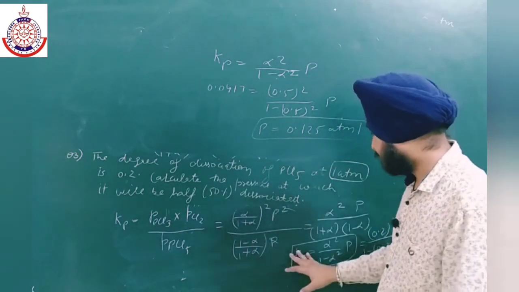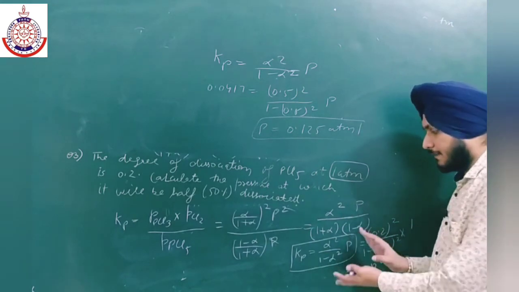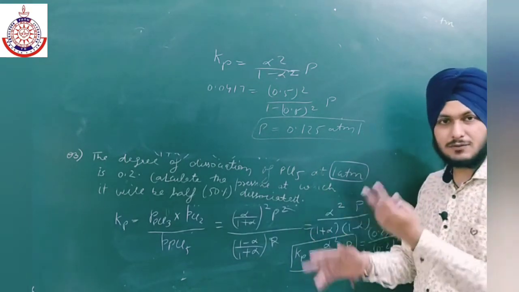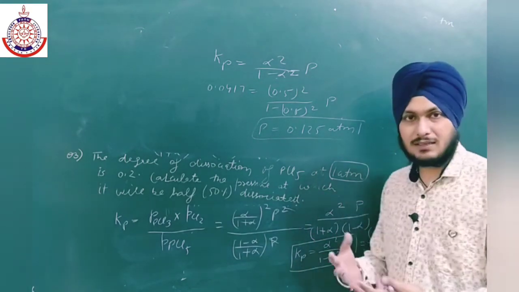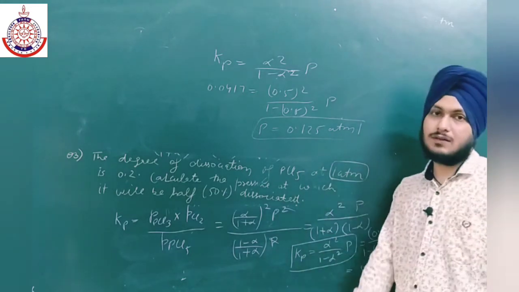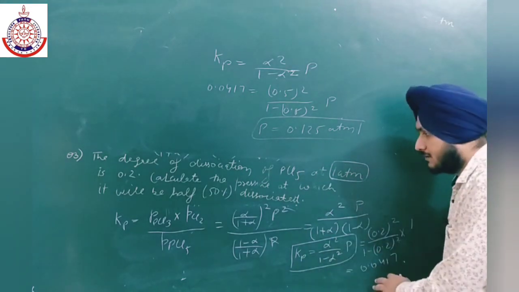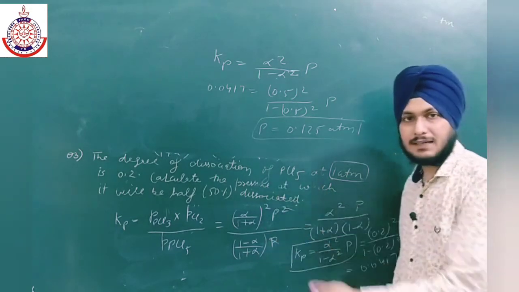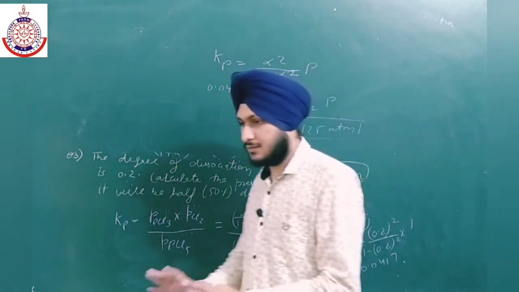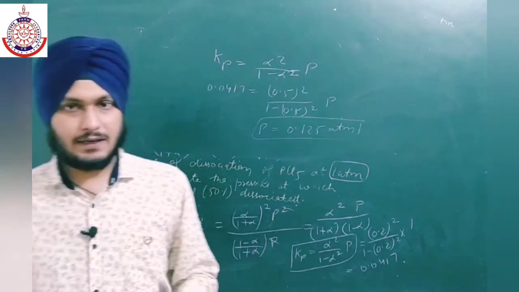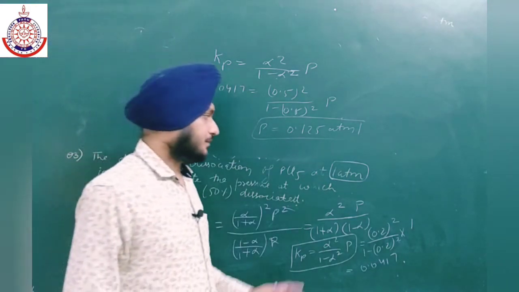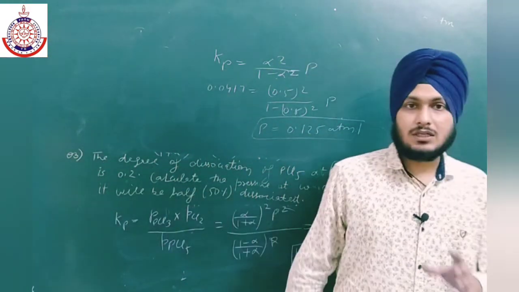And after calculating the Kp value, now this question consists of two parts. It was asked to calculate the Kp value, but they have also asked to calculate the pressure at some other alpha value. So this question is very important. This is all about the numerical problem.